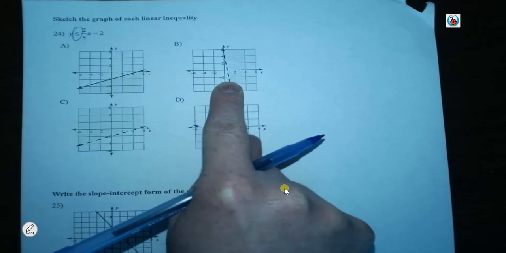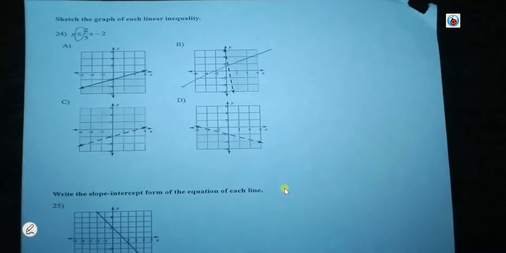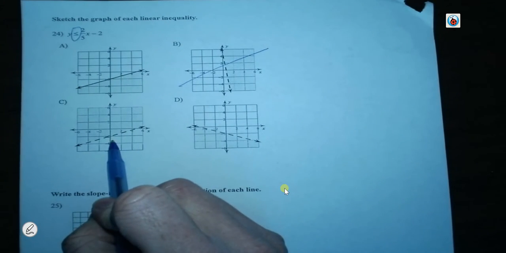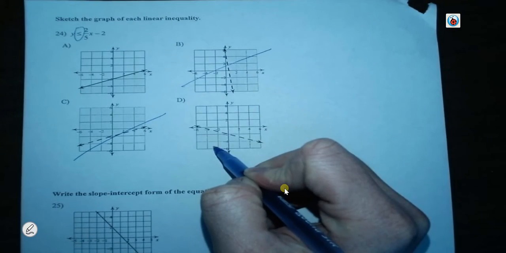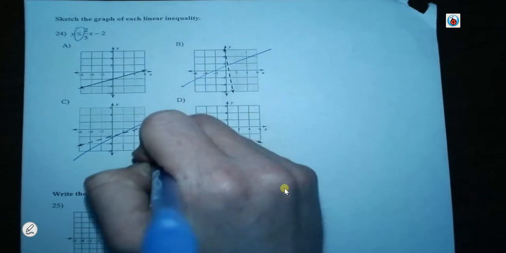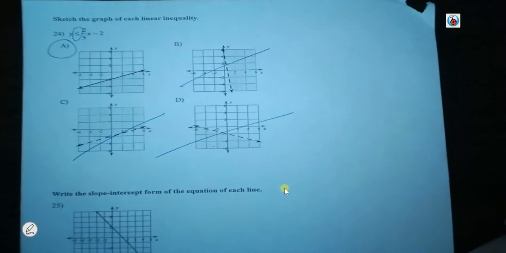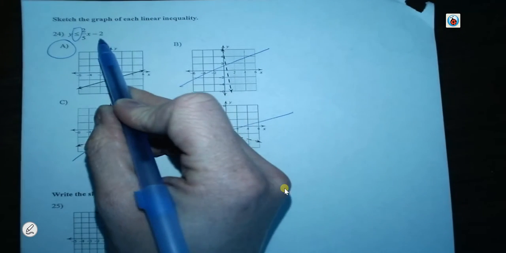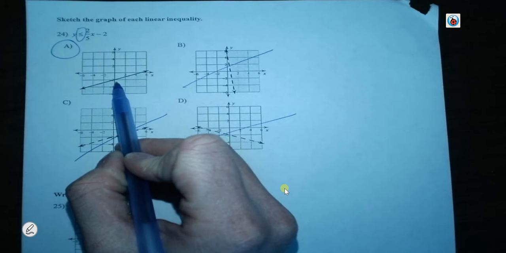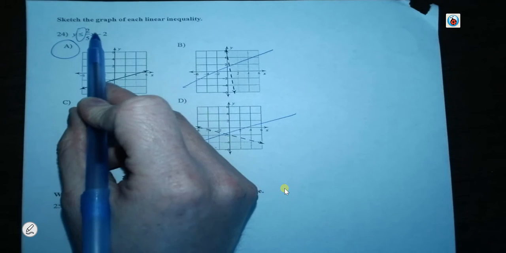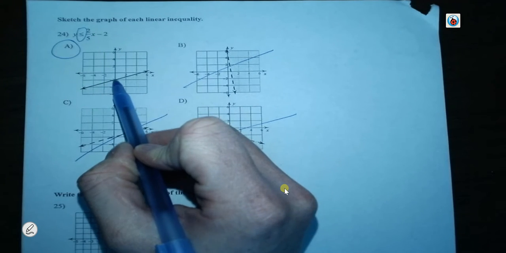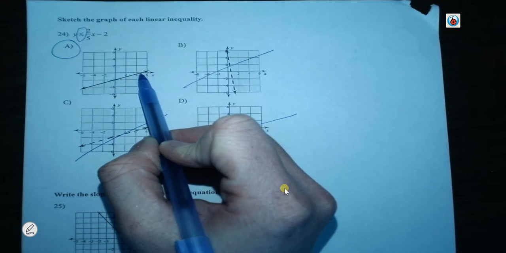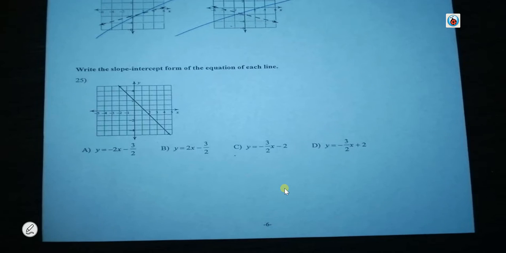B is not shading below and it's not solid, so that can't be it. C is not shading below and it's not solid, so that can't be it. D is shading below, but it's not solid, so that can't be it. So that narrows it down to A. But just to double check, your y-intercept is at 0, -2, which it is, and I should rise 2 and run 5. So if I go up 2, I'm here, and if I go right 5, I'm right here, so that checks out.